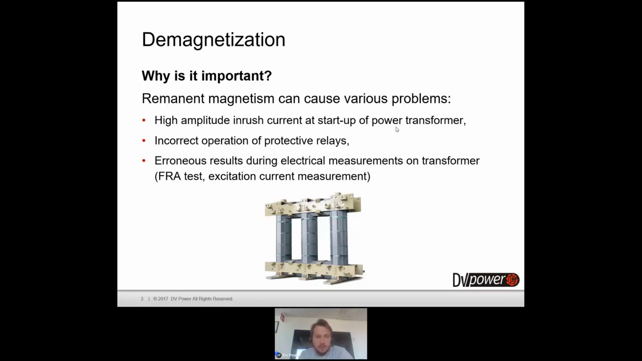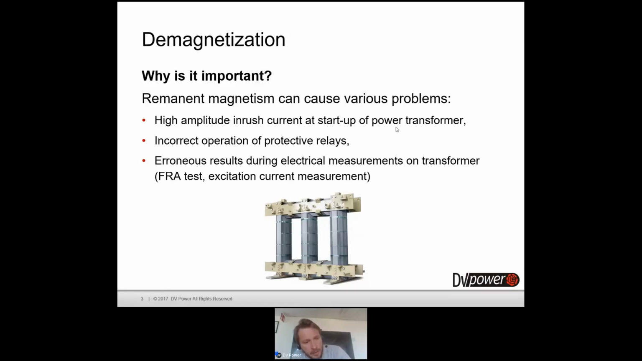And in reality, this decision is very expensive, because it can cost hundreds, thousands of dollars. Just a decision that the transformer is not in good condition. So we need to be very careful with this. Because of all of those things, it's very, very much recommended to perform a demagnetization process before the frequency response analysis test and excitation current test. Of course, also the magnetic balance test.